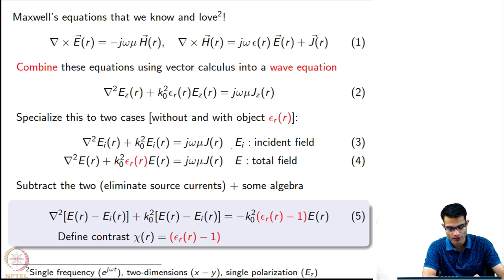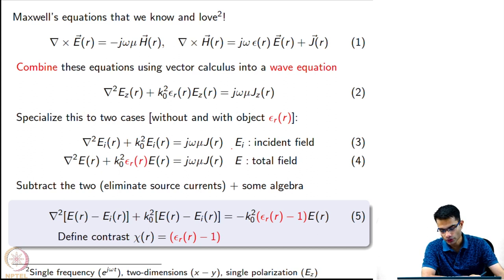What you do is you subtract these two equations, and I want to keep the left hand side to have only k naught squared. I don't want this epsilon r term on the left hand side, and we'll come to why. Then I have no choice but to move the epsilon r term to the right hand side. Right? So this is a familiar equation to us by now.